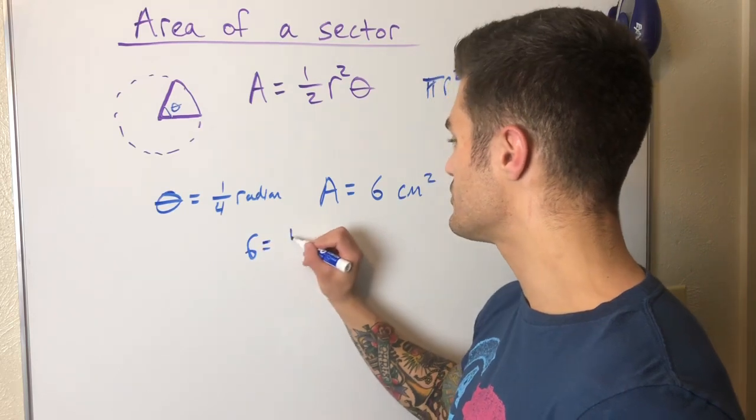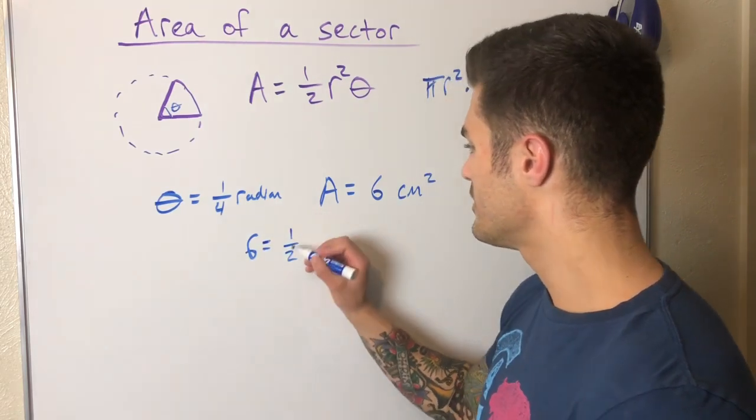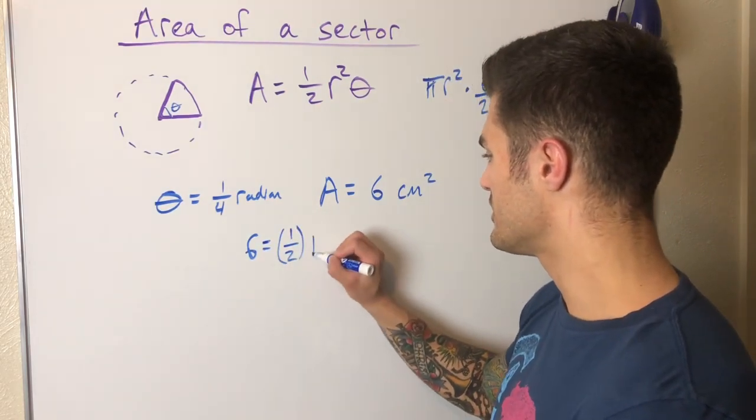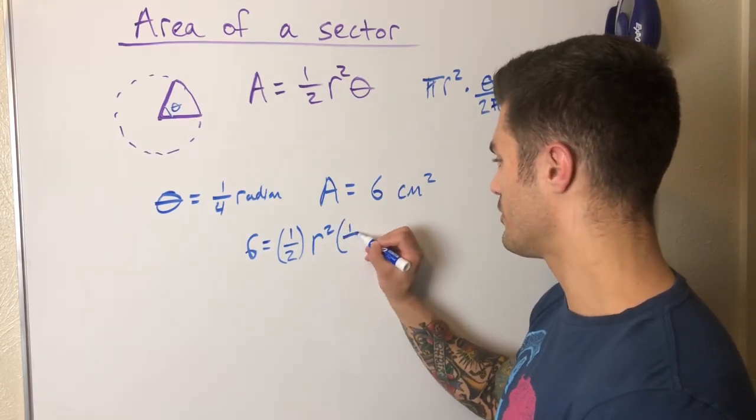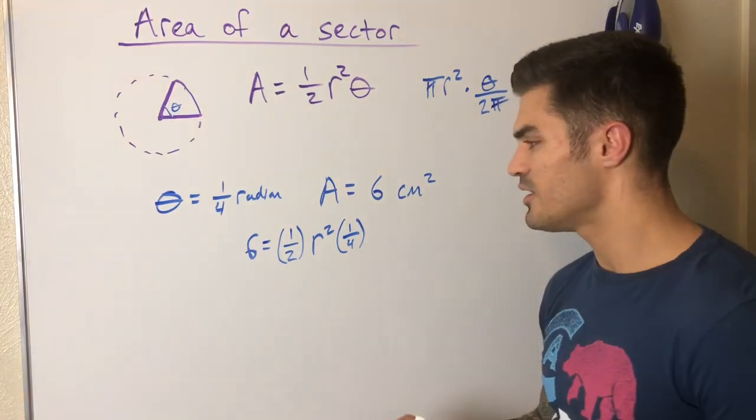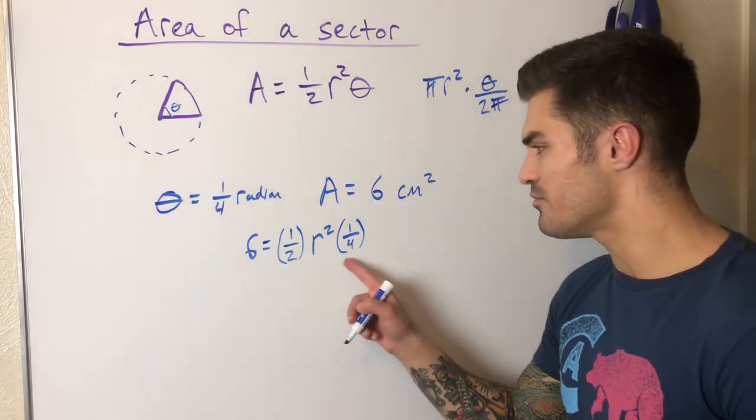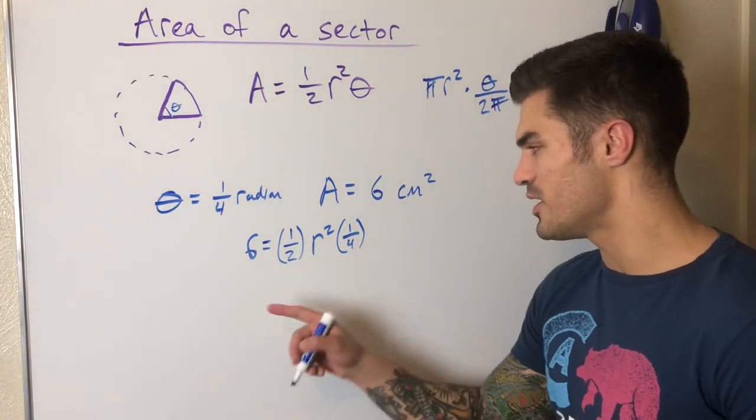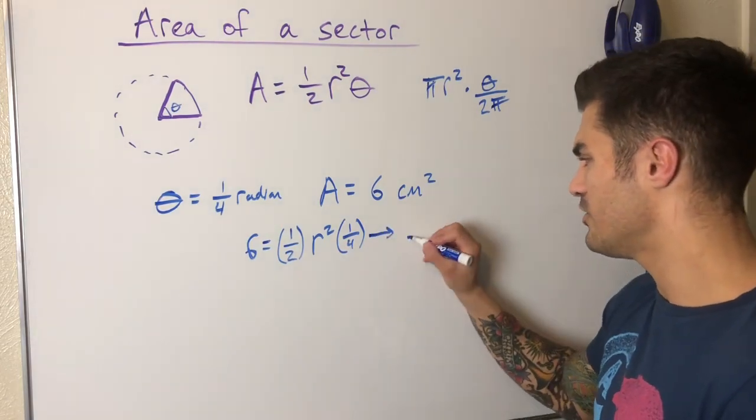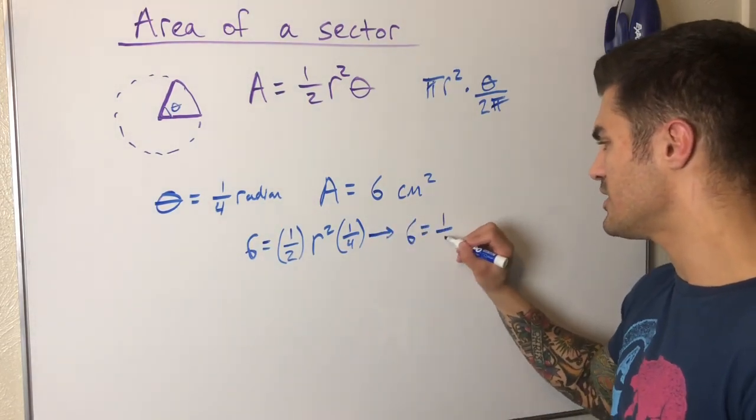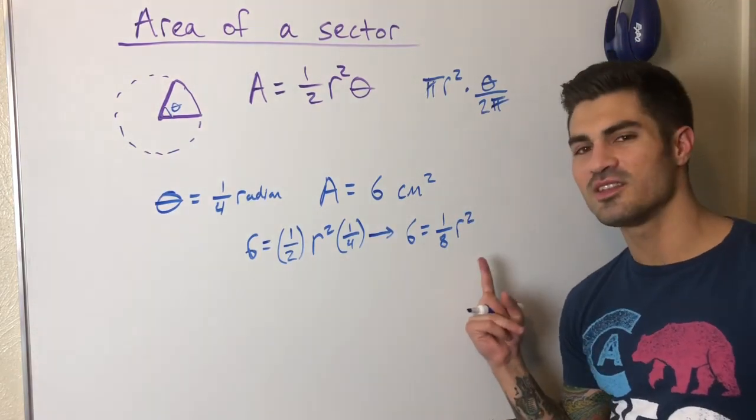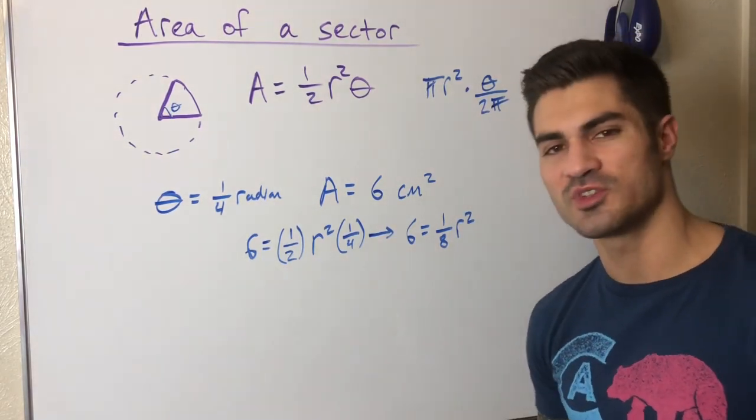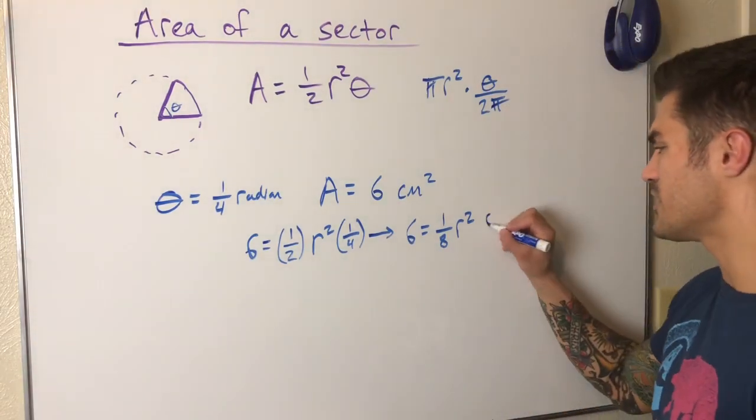I have 6 equals 1/2, I'll put this in parentheses, times r squared times 1/4. Okay, so I have 6 equals what? Well, I combine this 1/2 and 1/4 into 1/8. So I'll draw an arrow. I have 6 equals 1/8 r squared. I need to isolate this r squared so I can take the square root of both sides, right? So I can multiply both sides by 8.